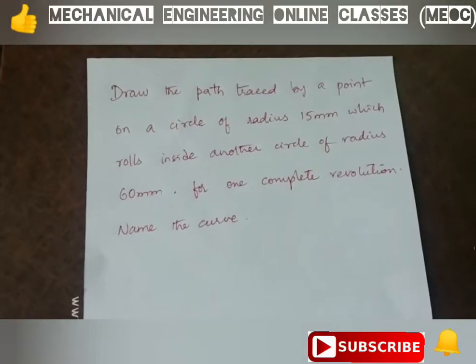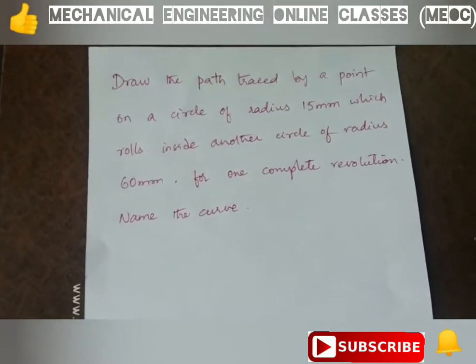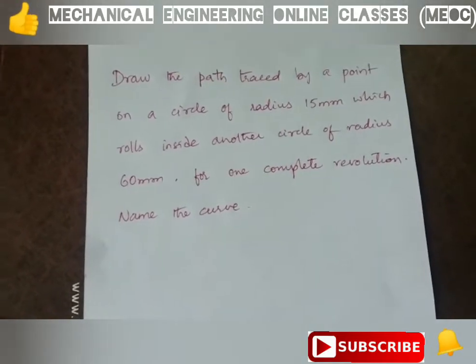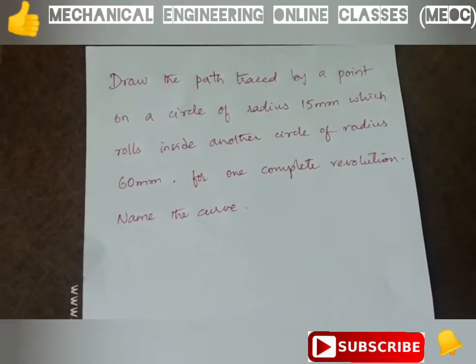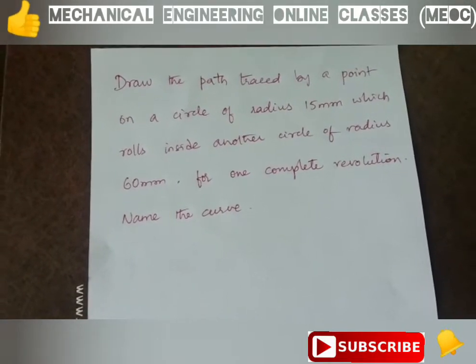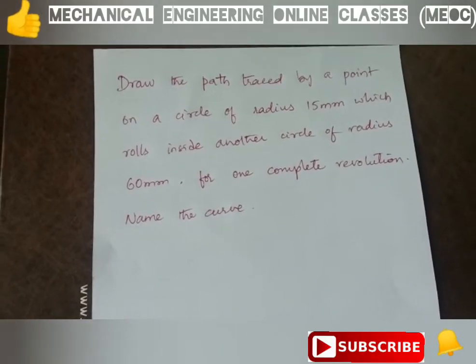Hello friends, in this video we will learn how to draw a hypocycloid. Here we have a question. Draw the path traced by a point on a circle of radius 15 mm which rolls inside another circle of radius 60 mm for one complete revolution.